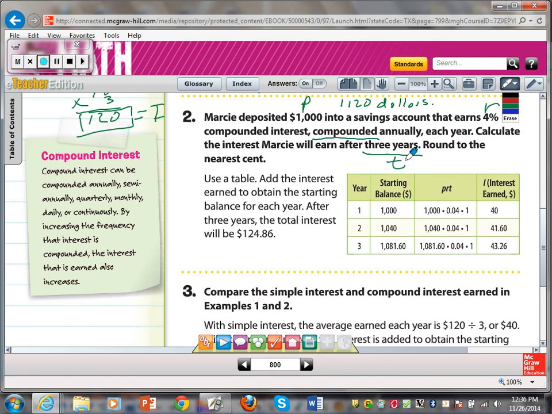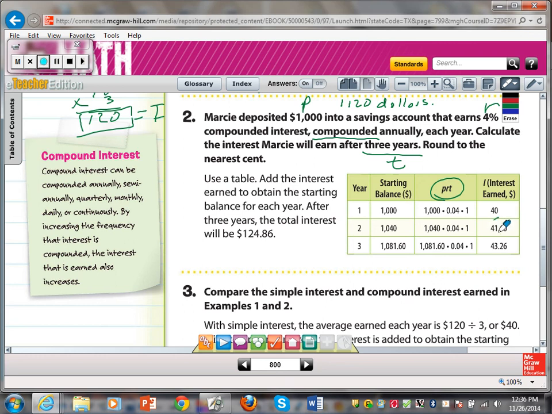So what you're going to do this time is multiply the principal times the rate times the time, 1 year. Then you take this balance and you add it to the balance that you had before. So 1,000 plus 40 is 1,040. Then you perform the simple interest formula again. So 1,040 times 0.04 times 1 gives me $41.60. So for the next year, now you've earned $41.60 interest.